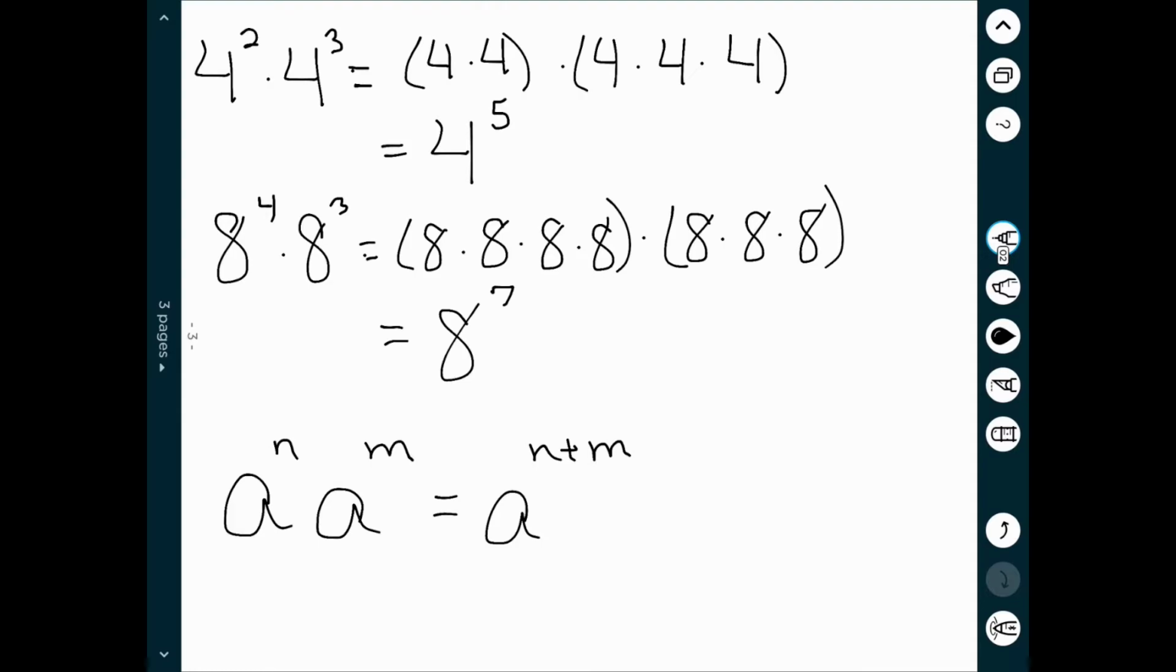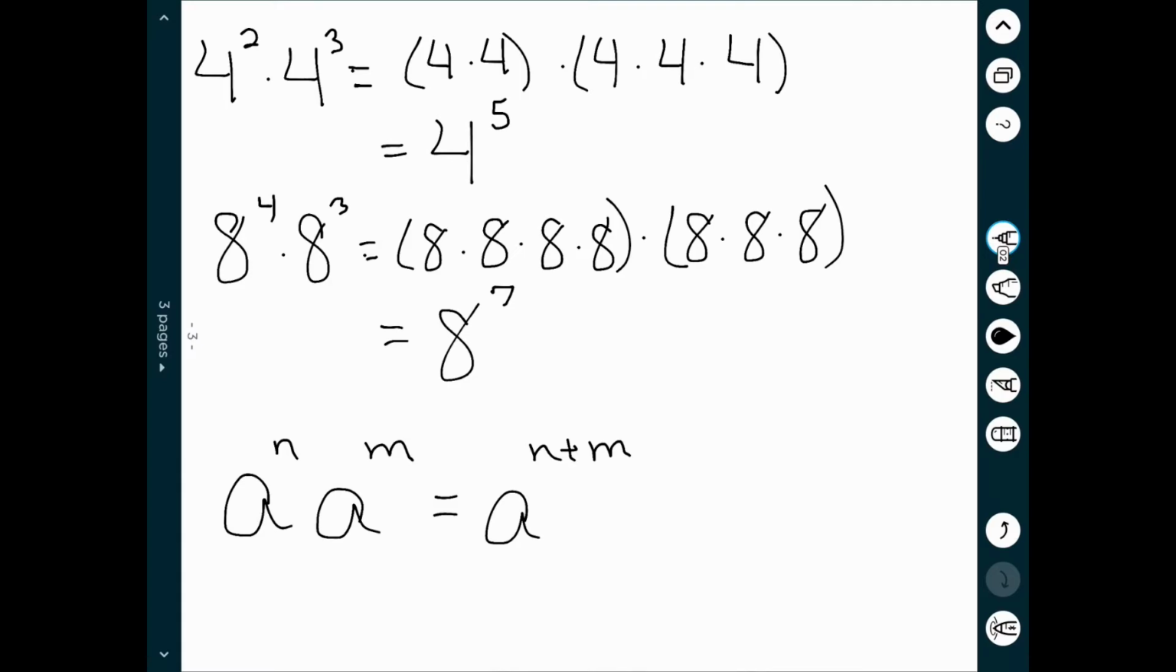For our first example here, 2 plus 3 gave us the 5 that we needed. In our second example, 4 plus 3 gave us the 7 that we needed. It is important to realize that in order to use this, both of our bases have to be the same, but as long as they're the same, a multiplication is just the same thing as adding the exponents.